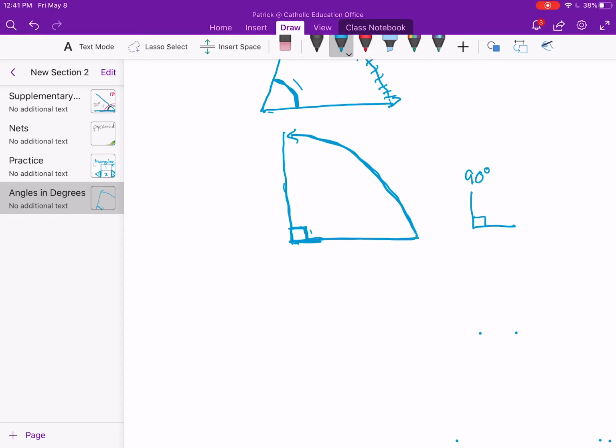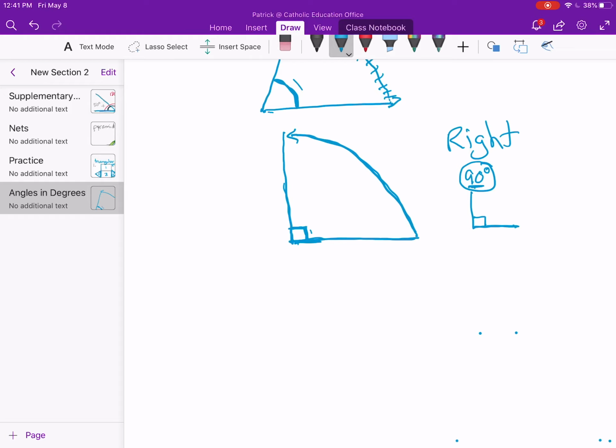We know already that's called a right angle. Remember we said, oh, that's the right angle. It's a perfect angle. So that's the right angle. It's 90 degrees. So we have to remember that right angles are 90-degree angles.